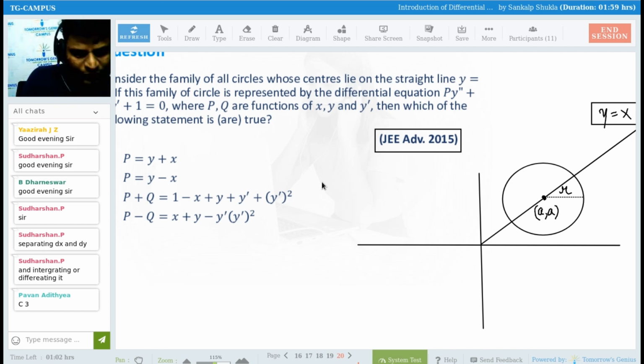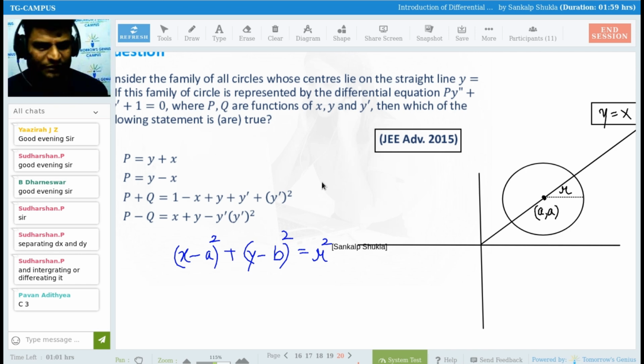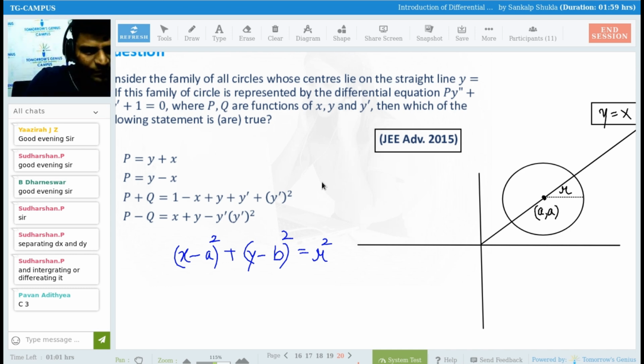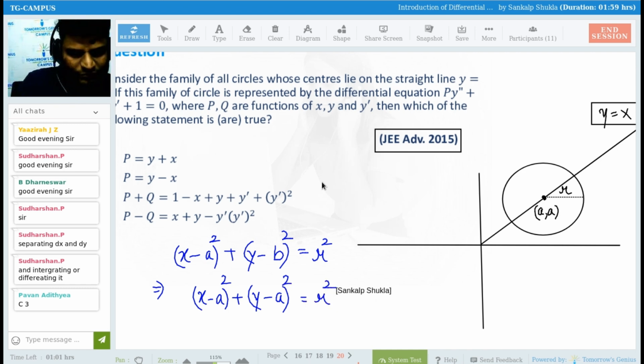What is the equation of a circle? We all know, (x minus a) whole square plus (y minus b) whole square is equal to r square. But here the center is (a, a), so the final equation will be (x minus a) whole square plus (y minus a) whole square is equal to r square, as the center is (a, a). This is when (a, b) is the center.